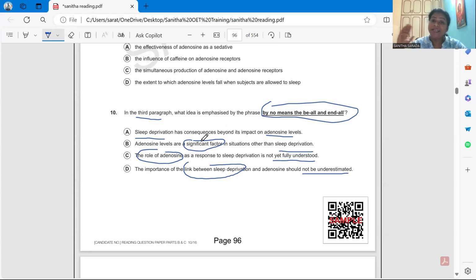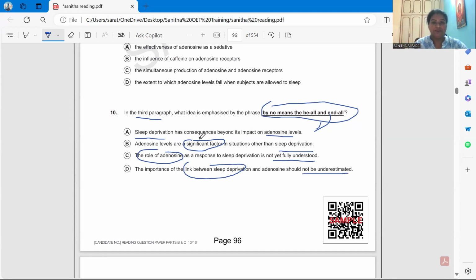Consequences beyond its impact on adenosine levels. Is it correct? Is it matching with this? By no means the be-all and end-all. So sleep deprivation has consequences beyond its impact on adenosine. Yes, if you are not sleeping well, the adenosine levels will increase. Not only that, that will induce your sleep.